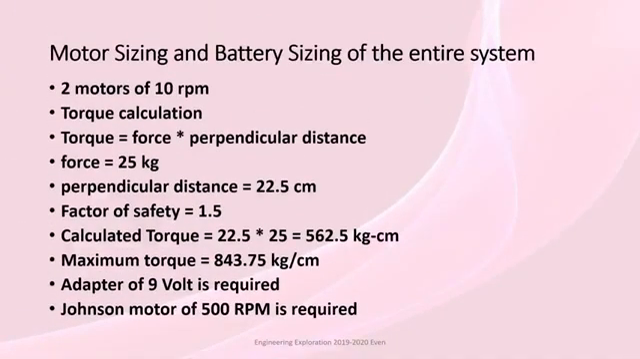Here is the battery and motor sizing of the system. We require two motors of 10 RPM each. For the second subsystem, the calculations are as shown. Torque is calculated as force multiplied with the perpendicular distance. Here, the force is given as 25 kgs and perpendicular distance as 22.5 centimeters. From the formula, torque can be calculated as 562.5 kg centimeter. With the help of factor of safety, maximum torque can be calculated as 843.75 kg centimeter. An adapter of 9 volt is also required, and with that, a Johnson motor of 500 RPM is required.